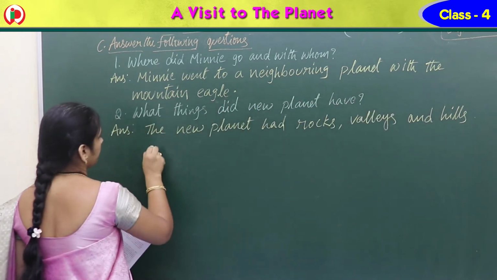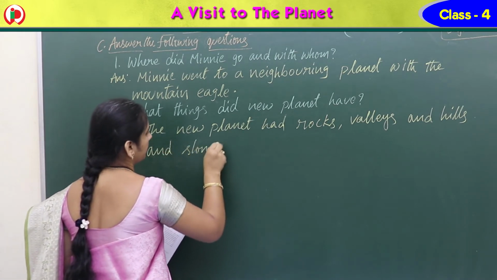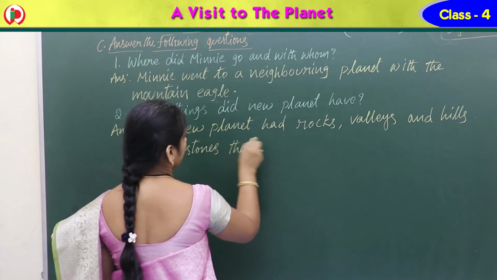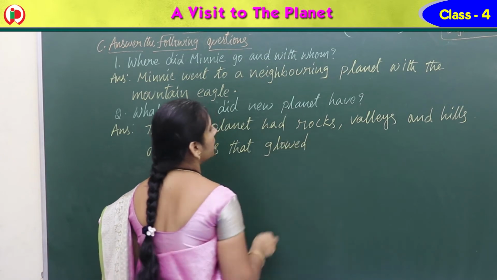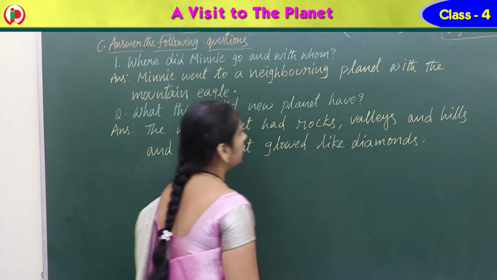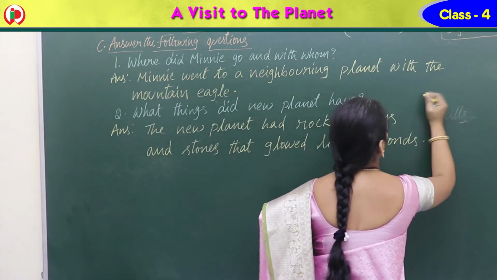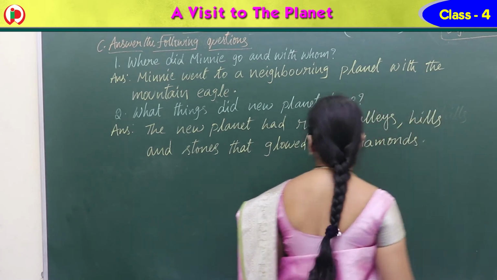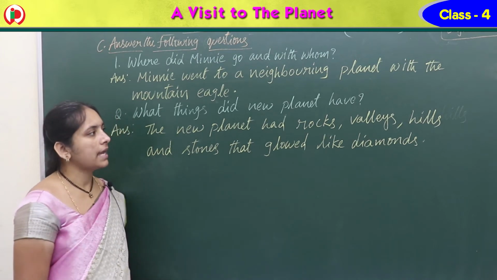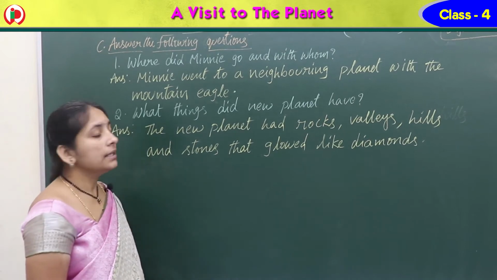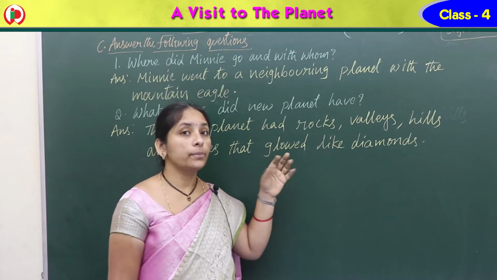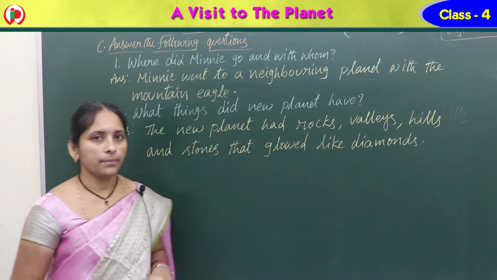And stones that glowed like diamonds. So here, rocks, valleys, hills and stones that glowed like diamonds. So these we have. Right? What things did the new planet have? The new planet had rocks, valleys, hills and stones that glowed. Glowed means getting shining. So that glowed like diamonds.